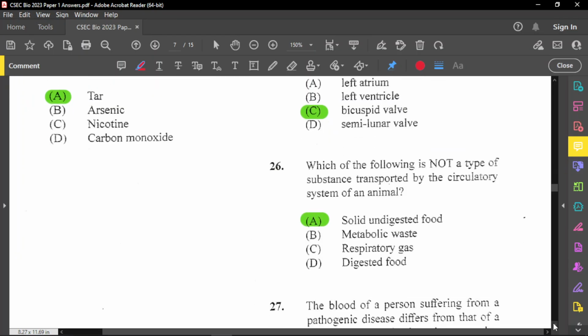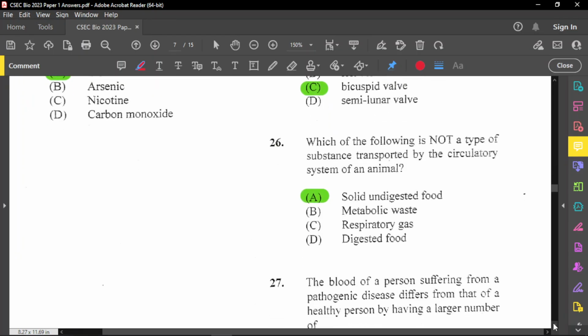All right. And so question number 26 is which of the following is not a type of substance transported by the circulatory system of an animal, and solid undigested waste is not passed through the blood. Otherwise, technically, you'd have feces in your blood, which is not a nice thing. You have septic. And if you get septic to a certain degree, then you're going to die. So solid undigested food passed through the rectum and through the anus. That's feces.